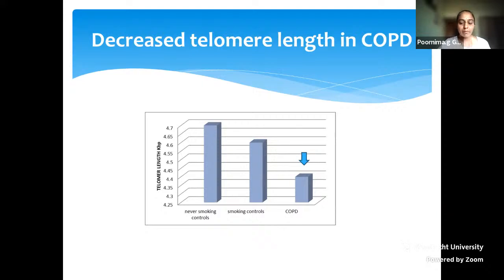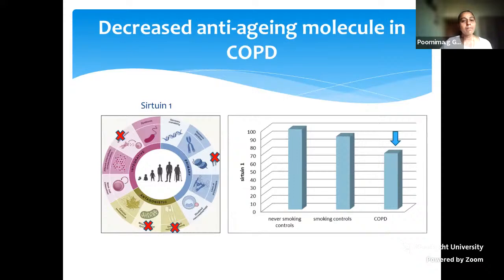In chapter 7, we measured the telomere length in COPD, which was decreased, shortened, in the white blood cells compared to the smoking controls and the never-smoking controls. Also, the patients with a lower lung function had shorter telomeres compared to the patients with a better lung function.